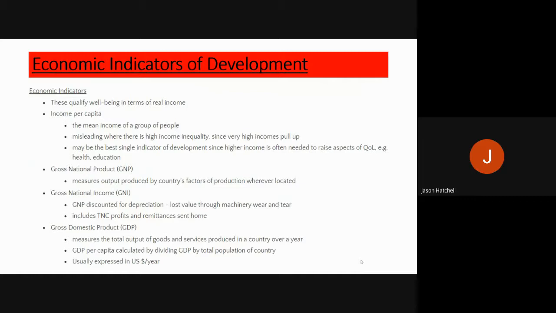And finally, we've also got GDP, which is the most controversial of these, in that it measures the total goods and services produced by a country. It's not particularly useful at measuring actual development. It's just a raw figure of income for the whole nation.